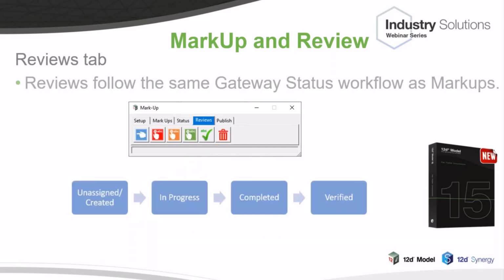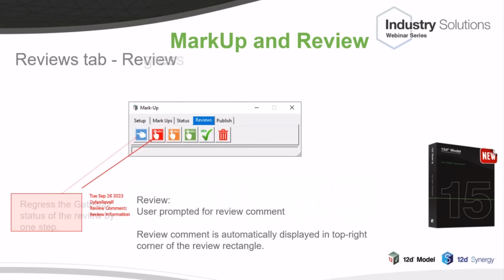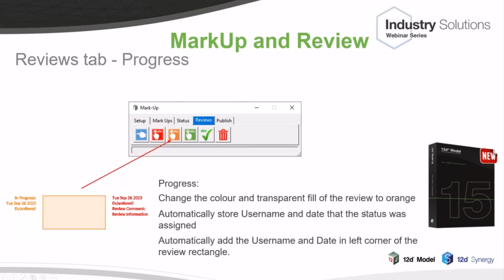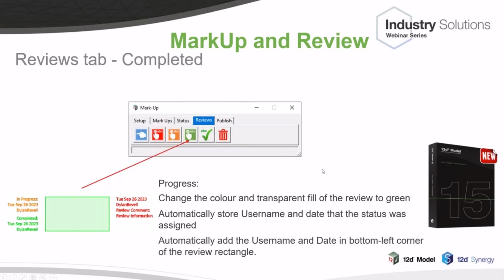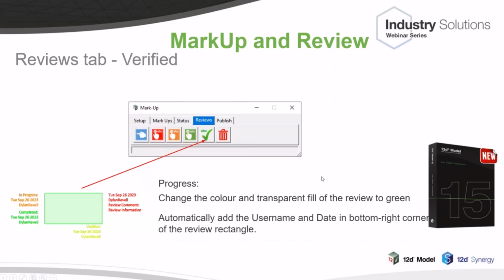With the review tab, again, it follows that same sort of gateway, and they look a bit similar. But what happens, you can regress as well. But when you're actually reviewing, it'll color the thing there, but also put information in the top right-hand corner about who was reviewing, comments, and things like that. You then have the progress stage. Again, this will change color. It'll leave the original comment there for the review, but also show the in progress. There's actually a completed stage. And in this case, it changes the color again, but puts it down the left-hand corner. And then finally, you've got your verified stage. So you've got the 4 stages there, which is always there, and it's automatically updated with information.